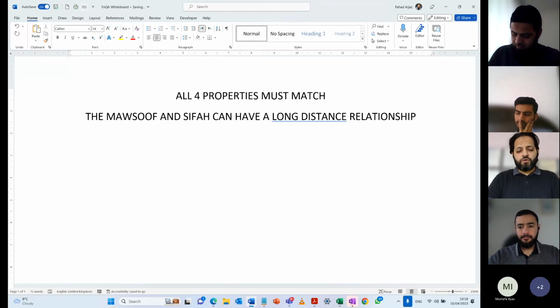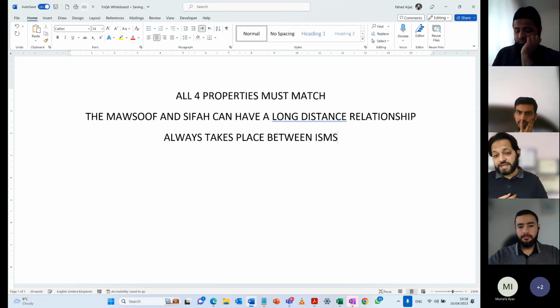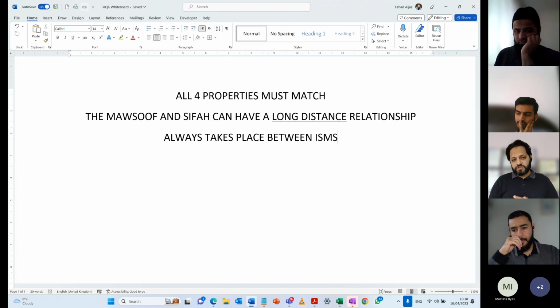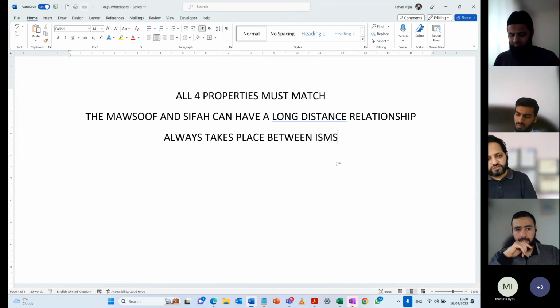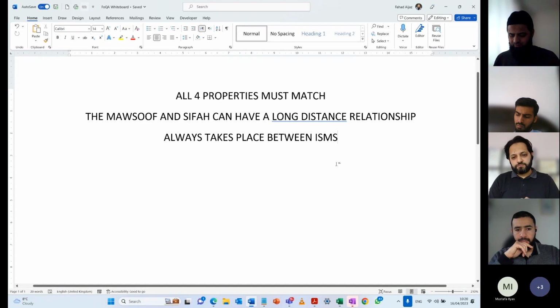Don't forget, because students tend to forget this. It always takes place between two isms. This is an ism-based fragment. There is nothing to do with fail and harf in this fragment. Always in between two isms, just like idafa. So these three things you need to keep in mind. Always, their four properties will match. They can have a long distance relationship, and it's always taking place between the two isms.